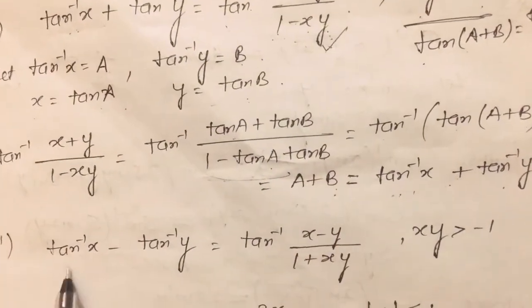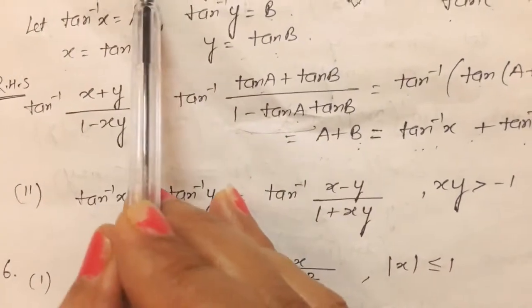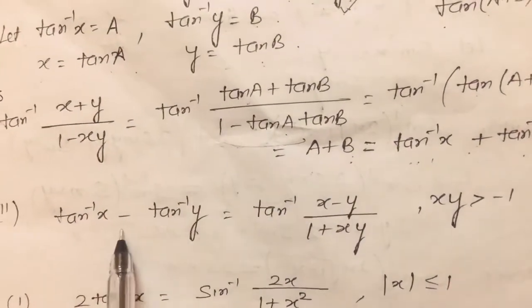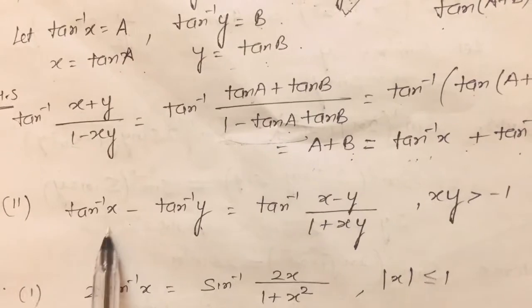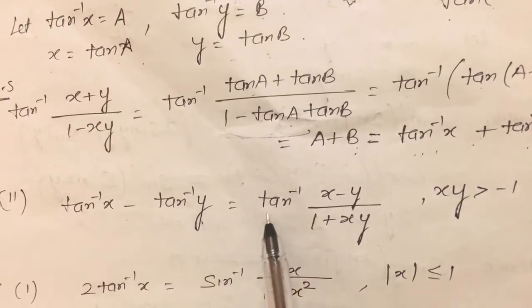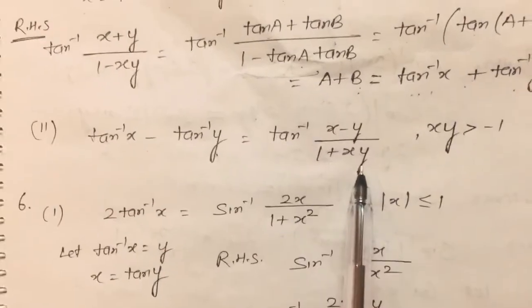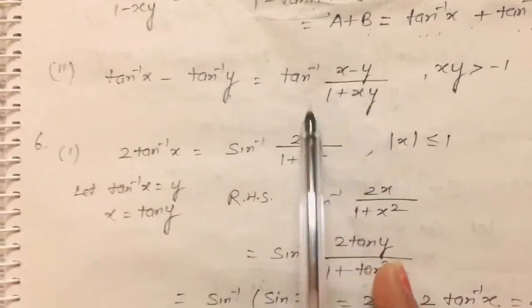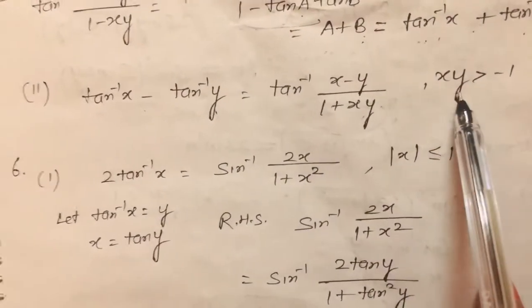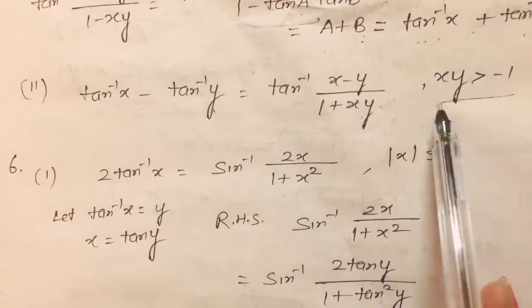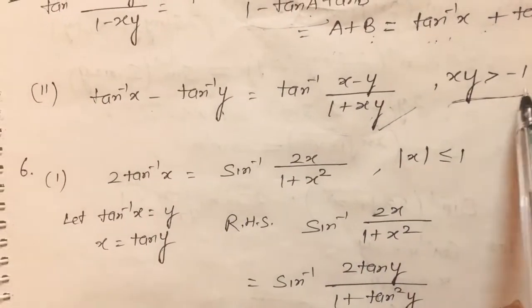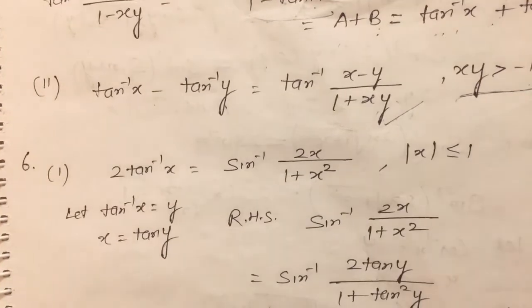Now we can show the second formula also by replacing y by minus y. So it will be tangent inverse x minus tangent inverse y is equal to tangent inverse of x minus y upon 1 plus xy. 1 plus xy, that means this should be greater than 0. So that means xy is greater than minus 1, and this property only holds when xy is greater than minus 1.